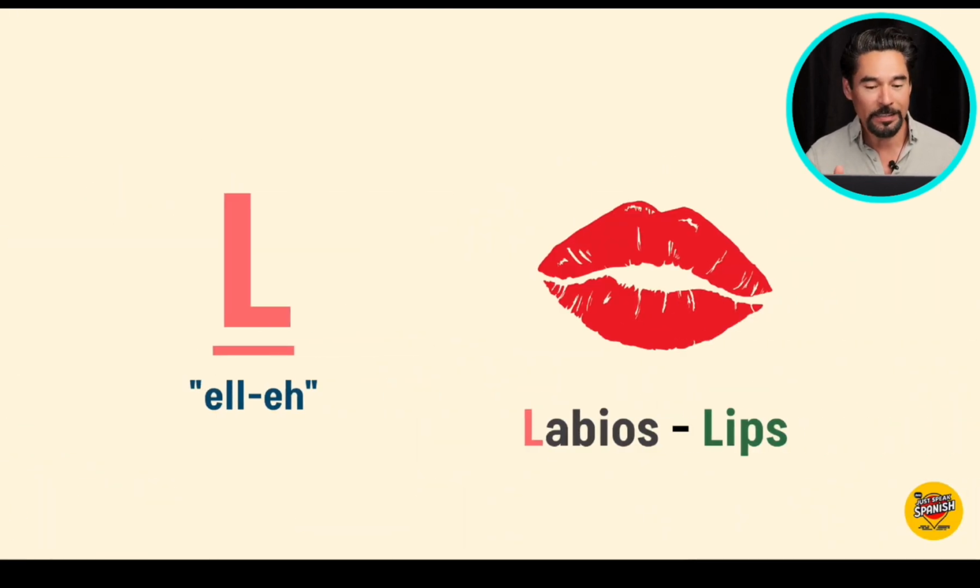Okay? Next, we have L. In Spanish it is elle. And we have the word labios. Labios. Now repeat after me. Labios. Okay, so you want to open. Remember what I said about the vowel A. You want to open your mouth when you pronounce the A. So it's labios, as in lips.